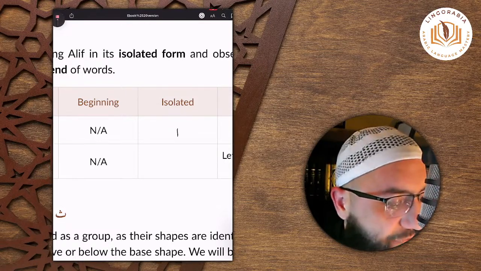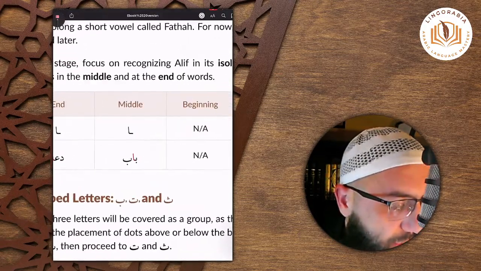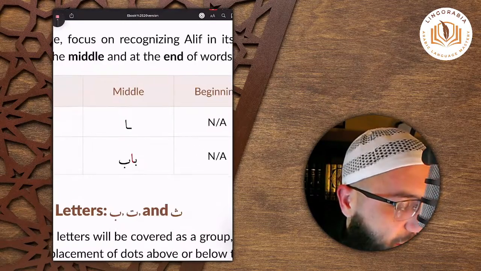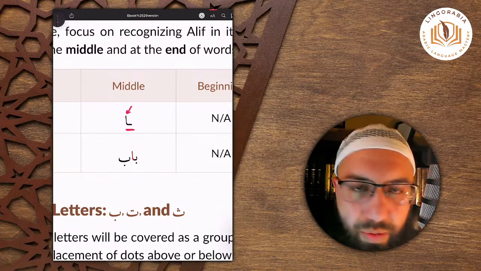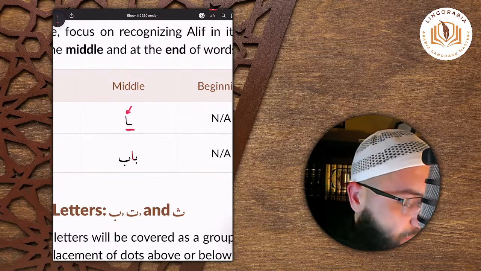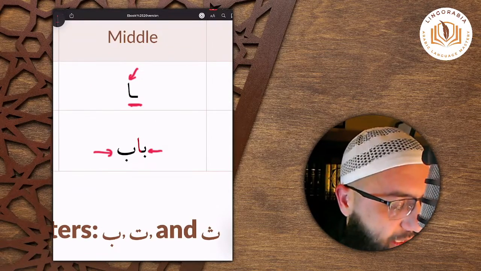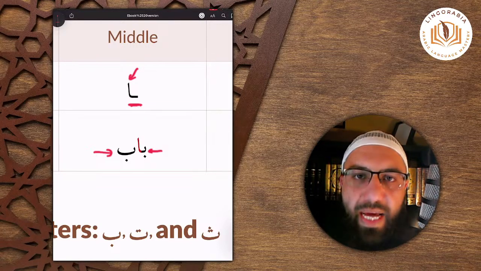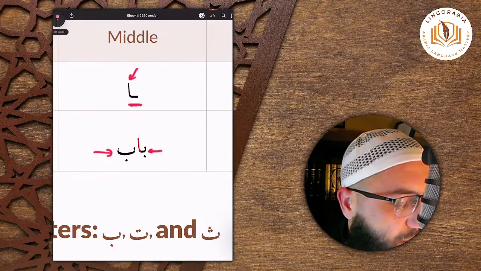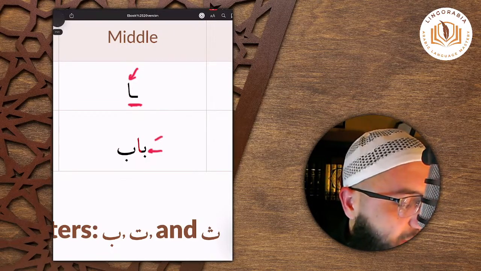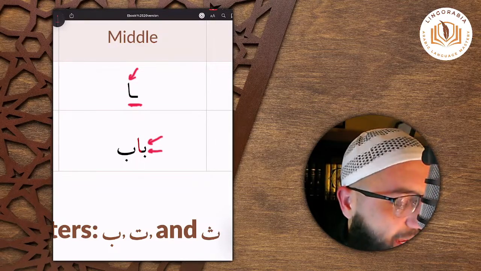Then we have alif in the middle of the word. This one, it means that it is connected. It comes in the middle, and we see that here in an example. We see here that it comes with both sides, with the letter ba. The alif connects on the right side, with the letter before. Do you see, guys? The alif is here connected with the ba.